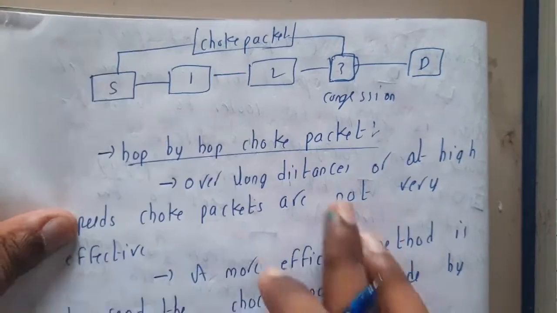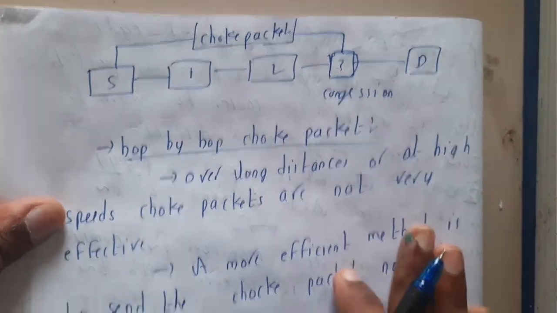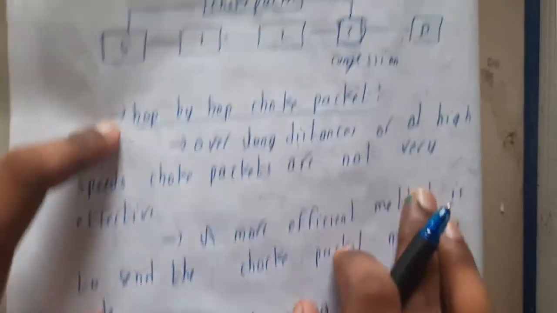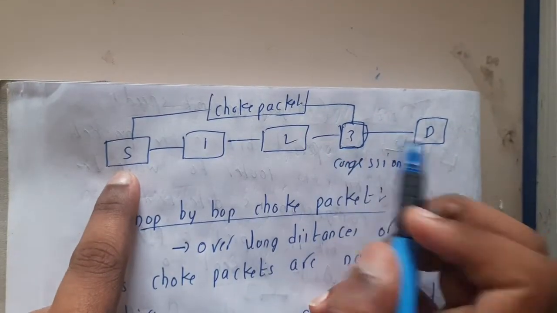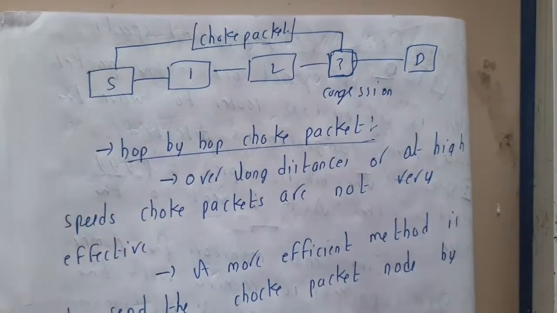Here I am showing the direct case, where the choke packet is sent directly to the source. So this is one kind of choke packet. Similarly, we also have hop by hop. When the distance between these two nodes is too far, then we move to hop by hop, guys.